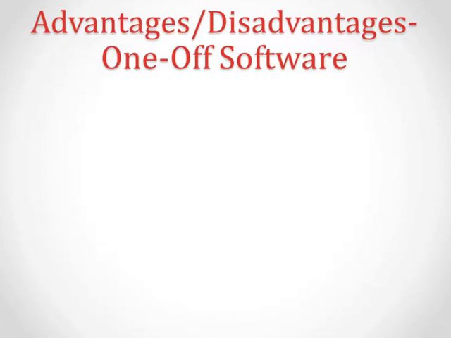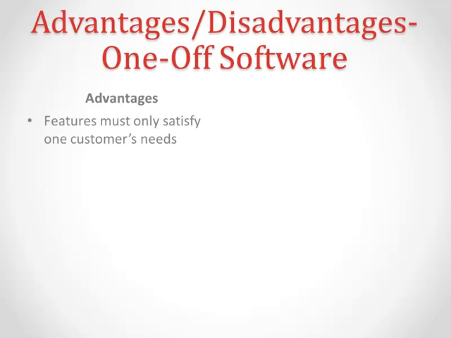Let's expand a little bit on the advantages and disadvantages of one-off software. First are the advantages. Your features only need to satisfy one customer. That's a big deal. You don't have to add anything special beyond what they need. So you're not developing things that aren't going to be used. Another big one is that the environment in which the software is going to work is known.